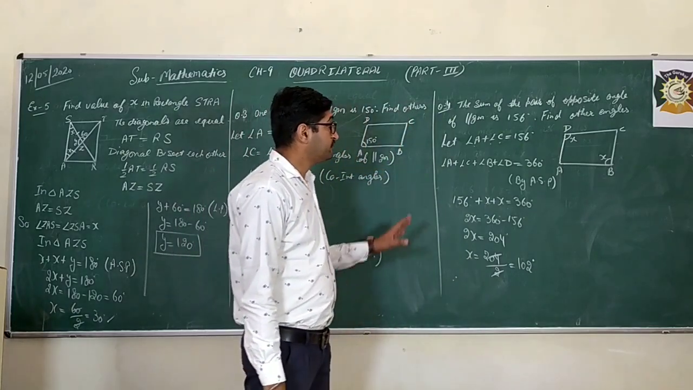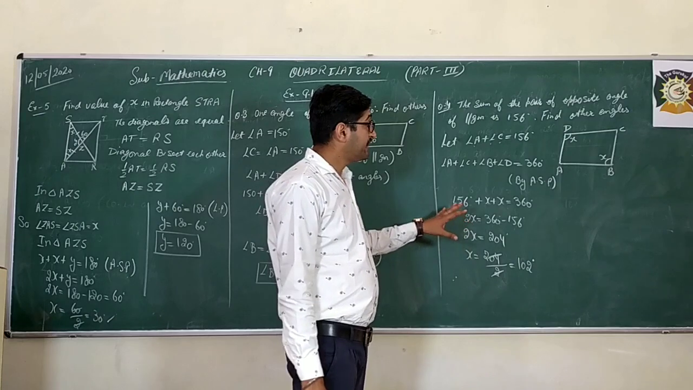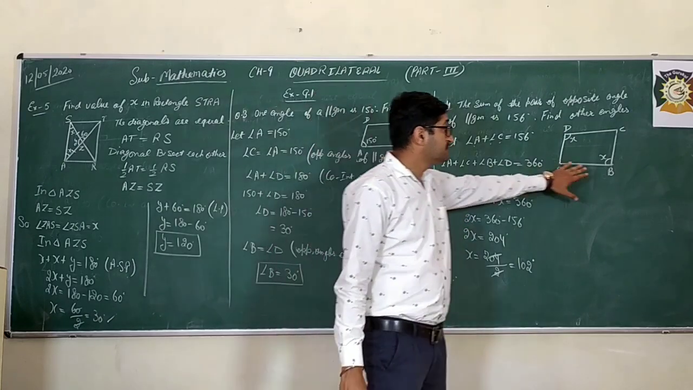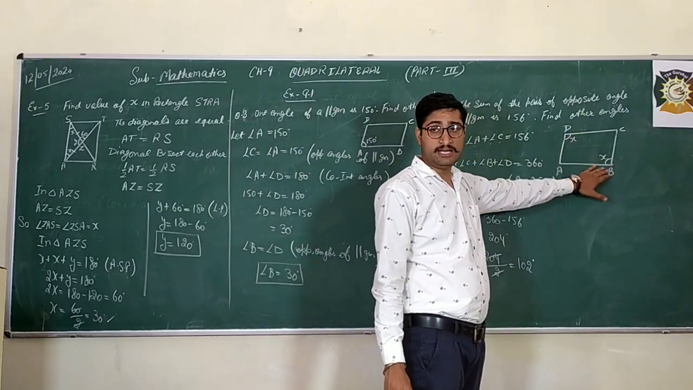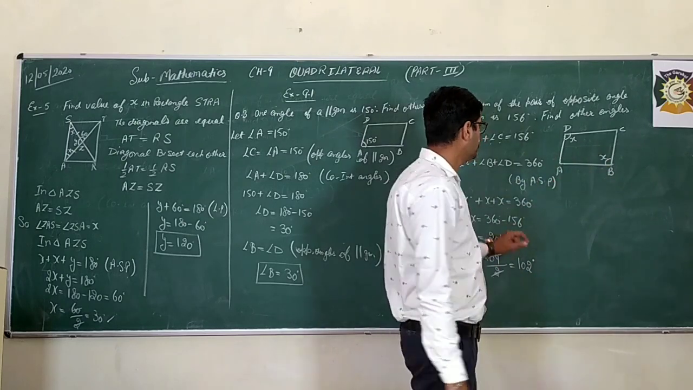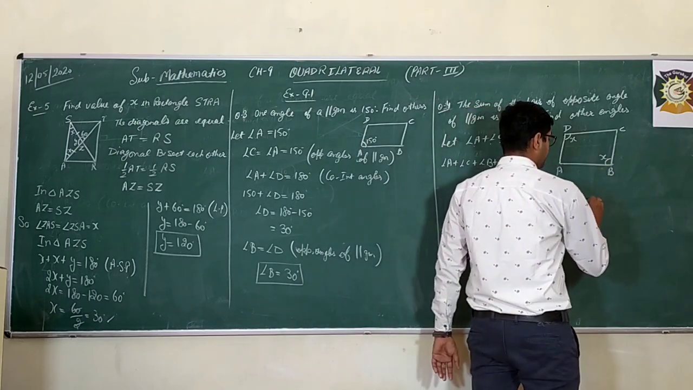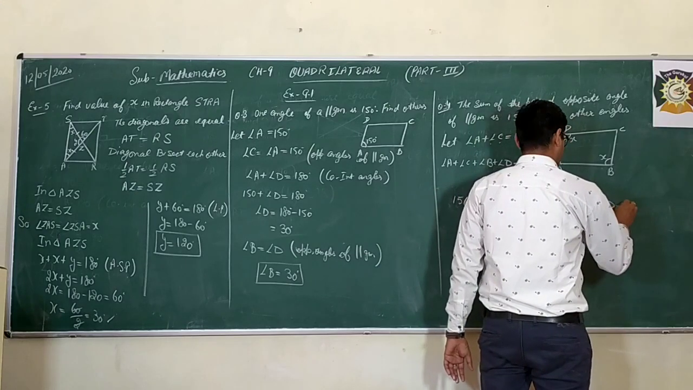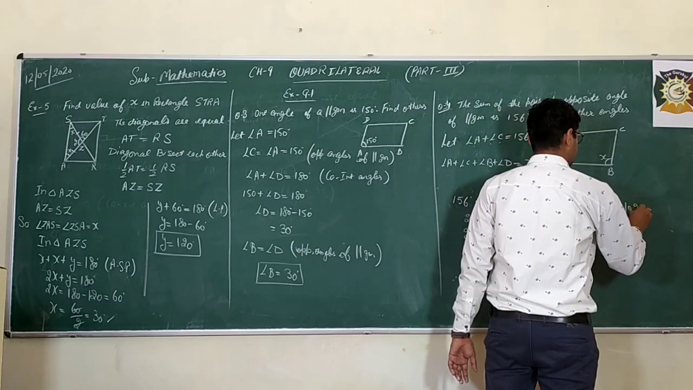So we have to find the other angles. And what are other angles? These two angles, both are equal, x and x, and the value of x is equal to 102. So angle B is equal to angle D is equal to 102.